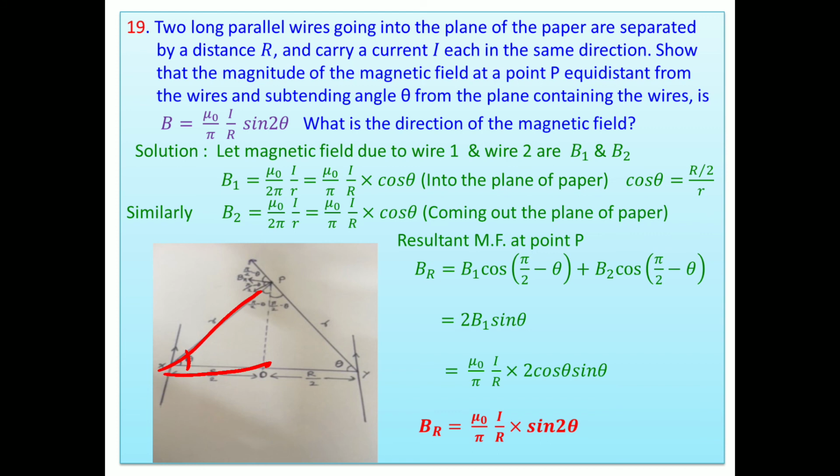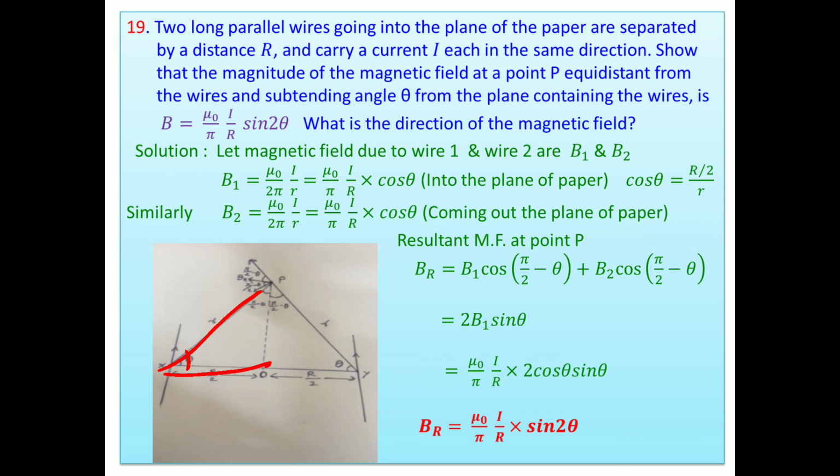Now look here, by the right hand rule, simply four fingers circle around the conductor and the thumb stretches. Then you see that for the first conductor it is in the inward direction, but for the second conductor it is in the upward direction, out of the paper.